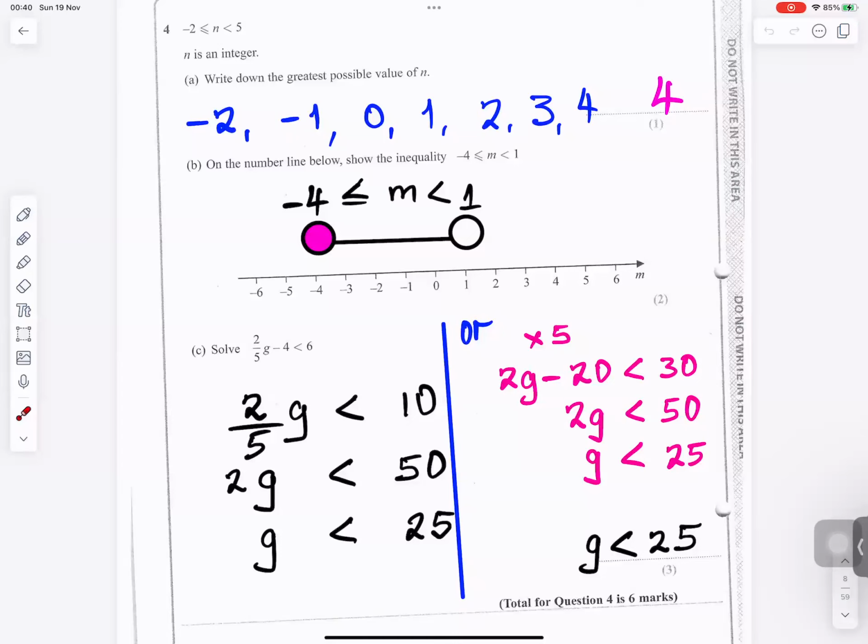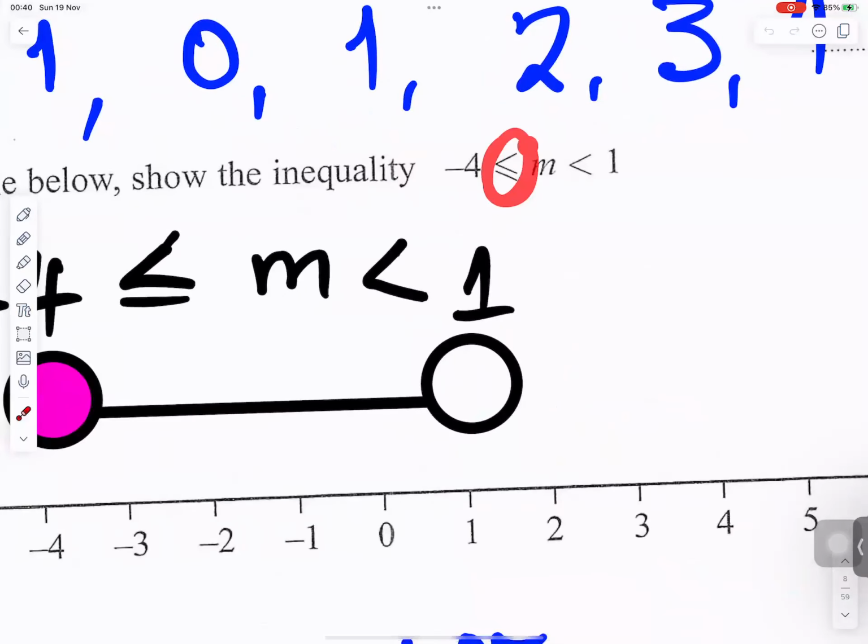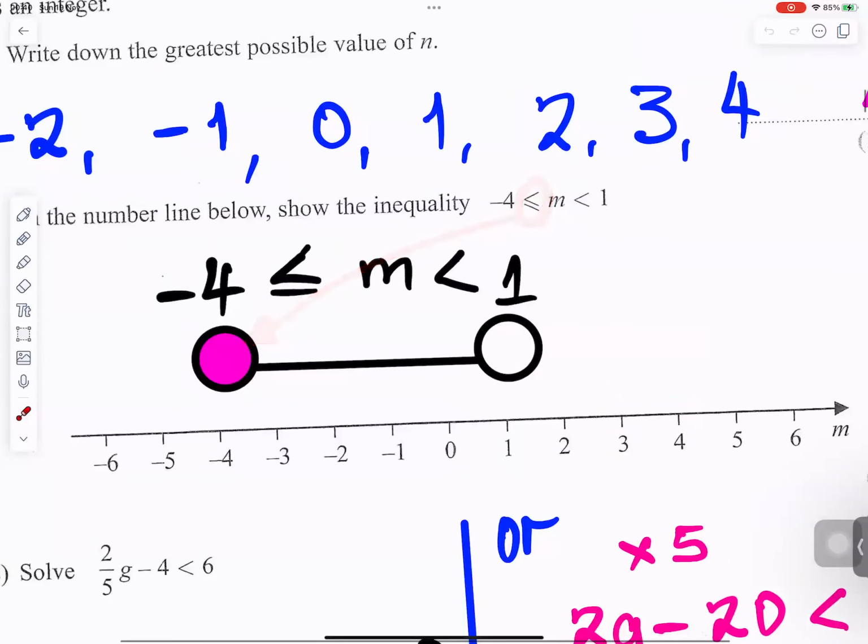On the number line below, show the inequality. You start at -4, you end at 1. But because the sign next to -4 is less than or equal to, that means you shade that circle. Shading the circle means it includes -4. An empty circle means it does not include 1 because it's less than 1.